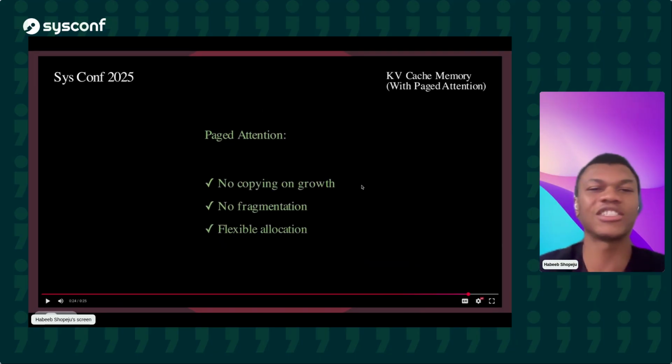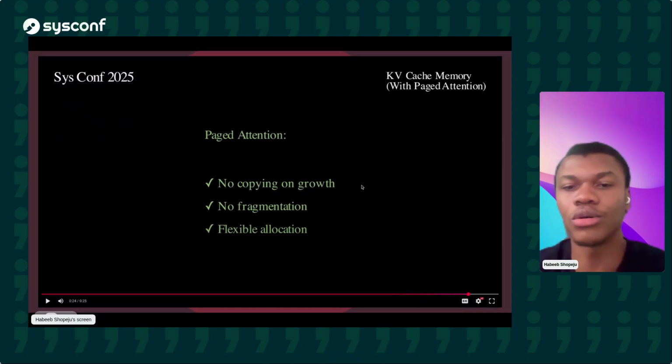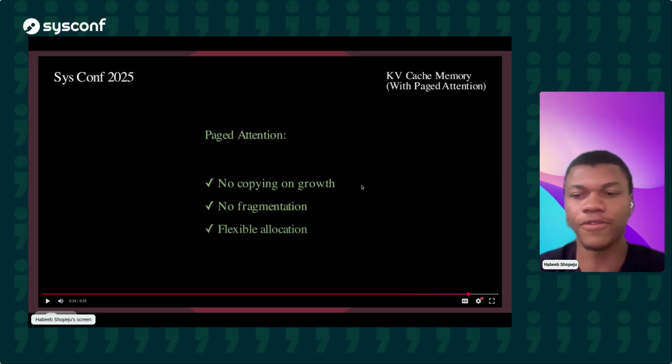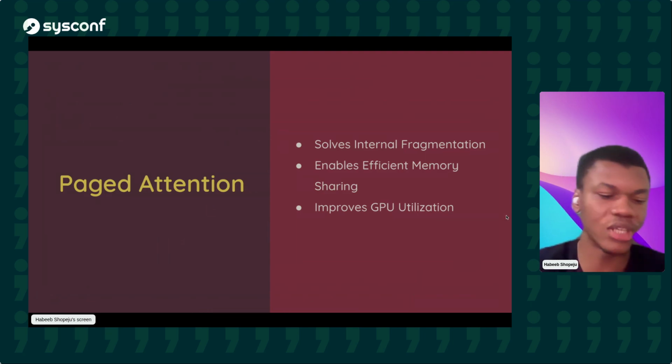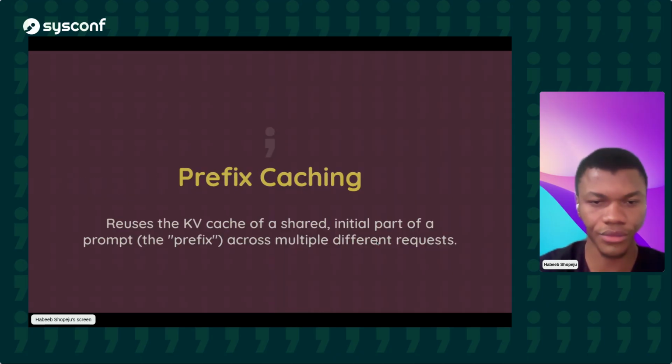Now, paging doesn't exactly eliminate the problem. It just ensures that it doesn't happen as frequently as it would be without paging. Now, the block size is something you can configure on inference engines, and that comes down to what the use cases would be for each person. So PagedAttention solves internal fragmentation, enables efficient memory sharing, and improves GPU utilization.